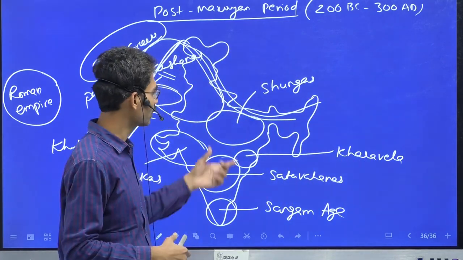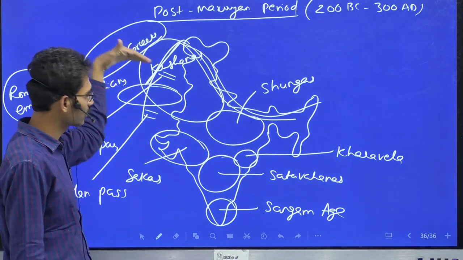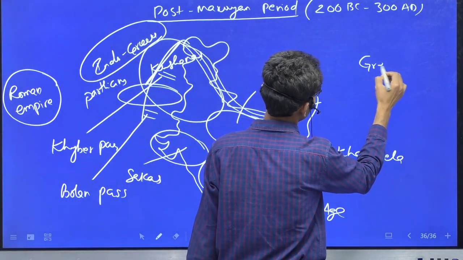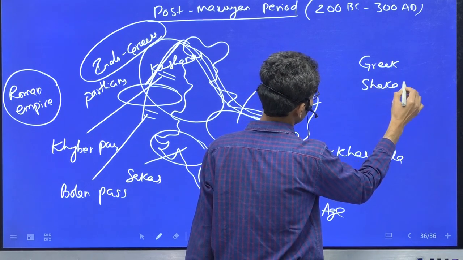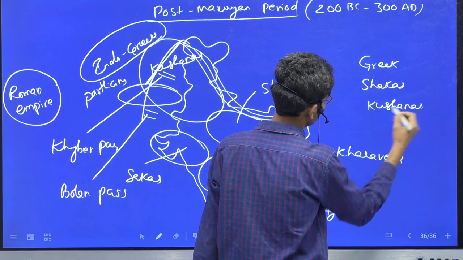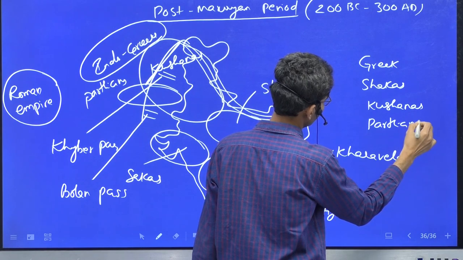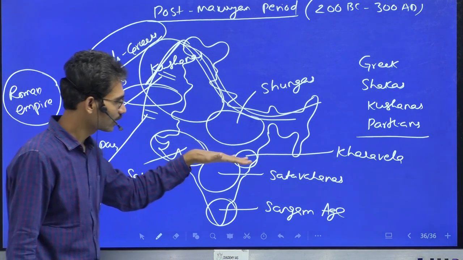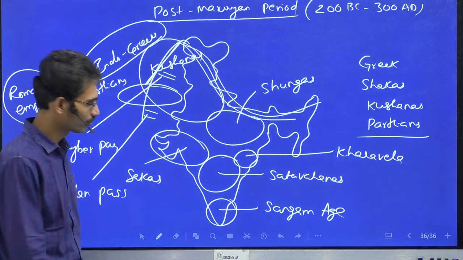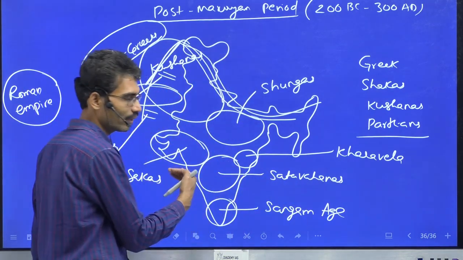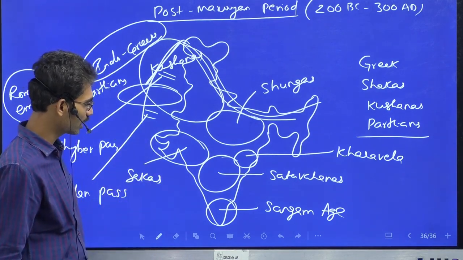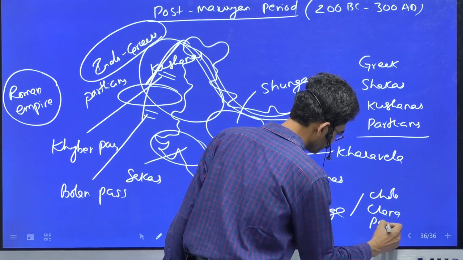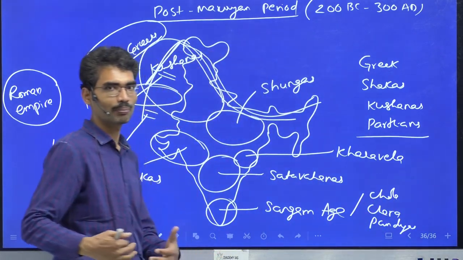Once again, after the Mauryan Empire became weak, on this side the Greeks started. Greek invasions continuously came. Later, Shakas, later Kushanas, Parthians. Likewise, one after the other, they kept coming. They established their independent kingdoms. In this area, the Satavahanas established themselves and became very powerful. Almost 500 years they stayed. Here in the Sangam age, Chola, Chera, Pandyas were there.